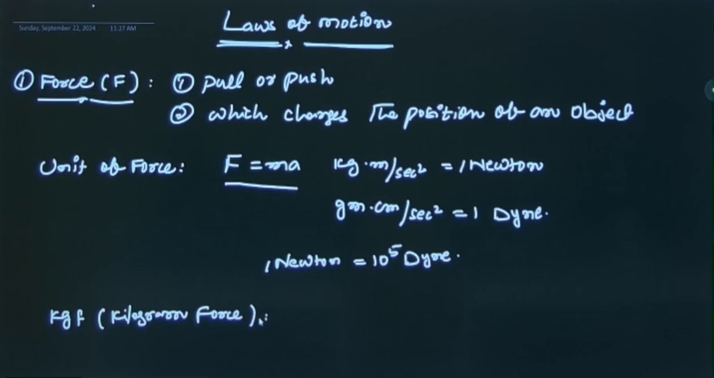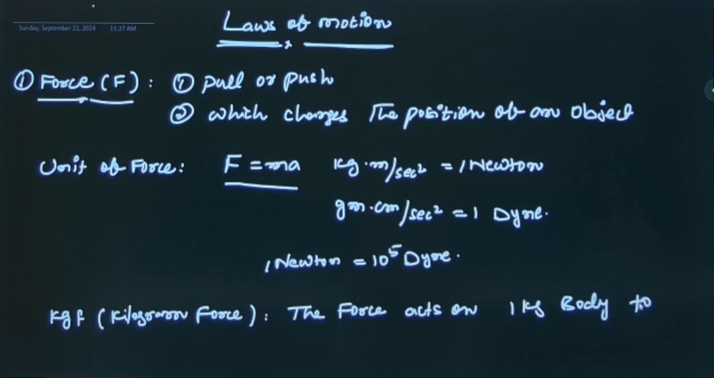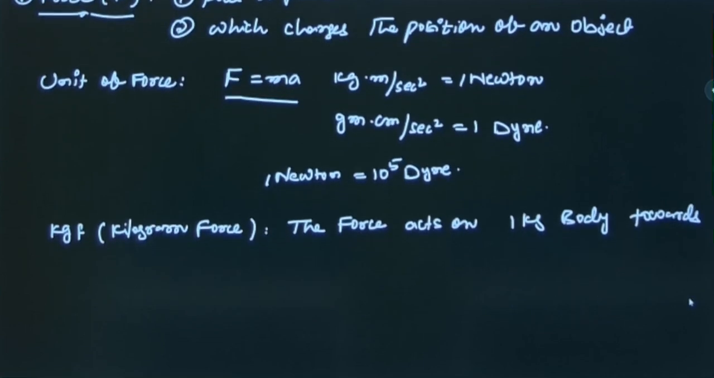Kilogram force is the force with which the earth attracts a 1 kg body. The force acts on a 1 kg body towards the center of the earth. Towards the center of the earth means acted by the earth.